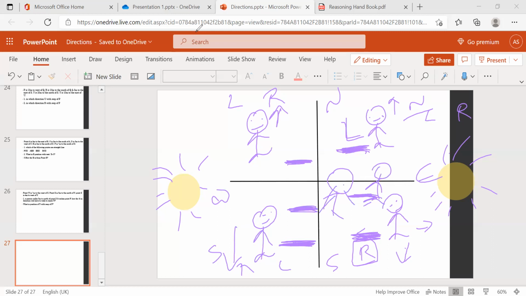Okay, in the afternoon, if a person faces the west side, the shadow will be on his back side. If a person faces the east side, the shadow will be on his front.